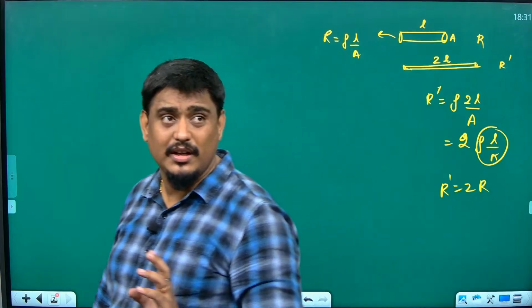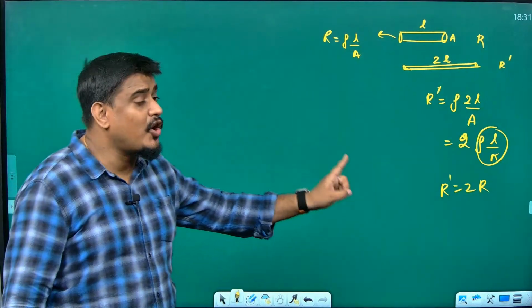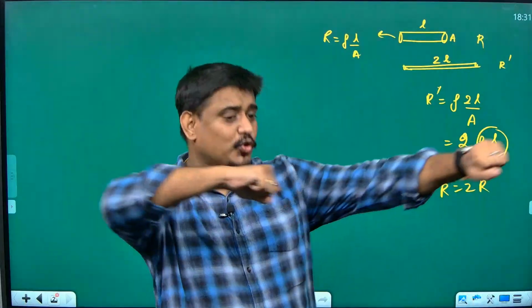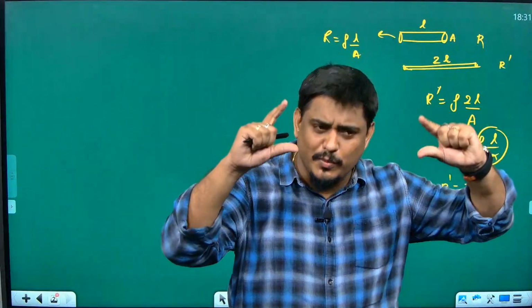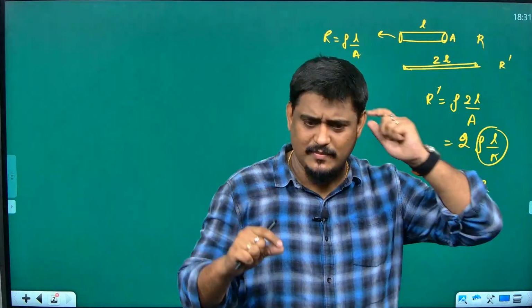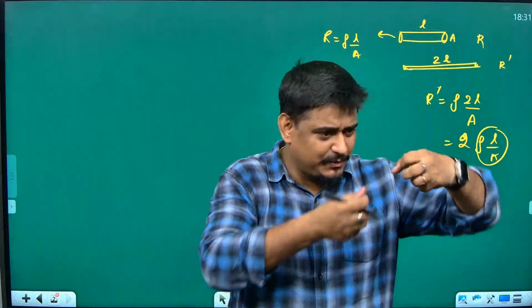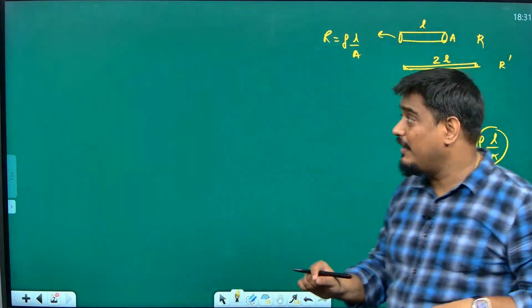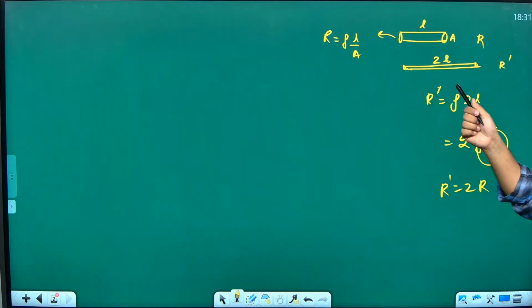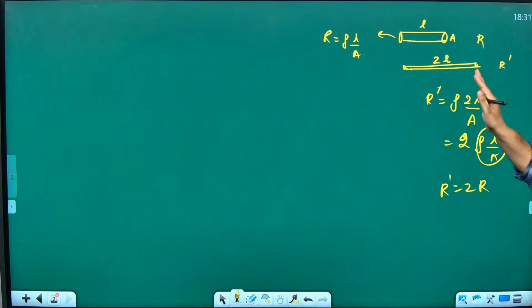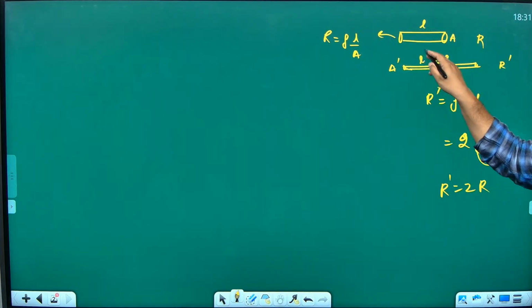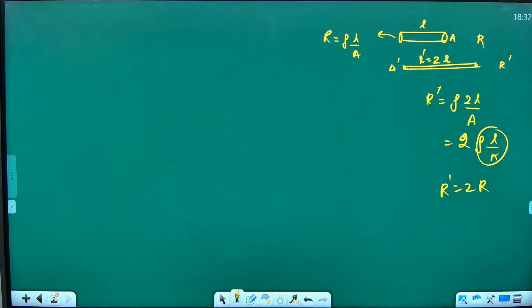Why is it wrong? It is wrong because you are not considering the area here. When a wire is stretched to become long, it will also become thin. I hope you are understanding my point. If something is stretched, it becomes long and becomes thin. So if its length is increasing, area will also change. If area changes, how much will it change? You have to find it. And how do you find it? You find it by using the concept of conservation of volume.